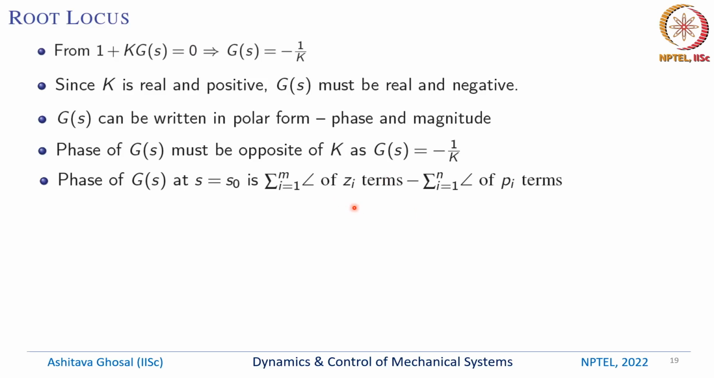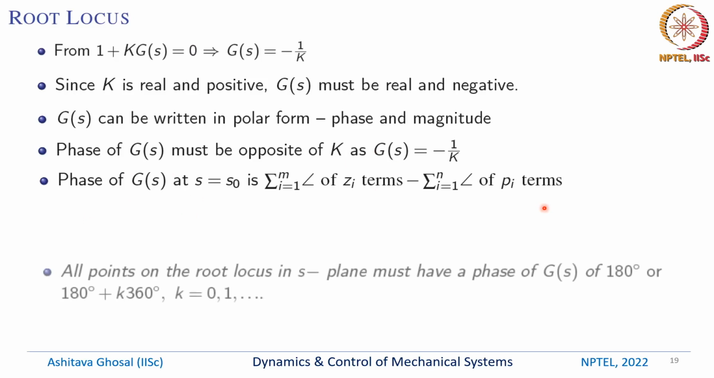So we can find the angle made by each one of these zeros, the zi terms in the numerator, and then minus the angle made by each of the poles in the denominator with a minus sign. So the phase of G(s) at s0 should be equal to this. Okay, so this is correct.